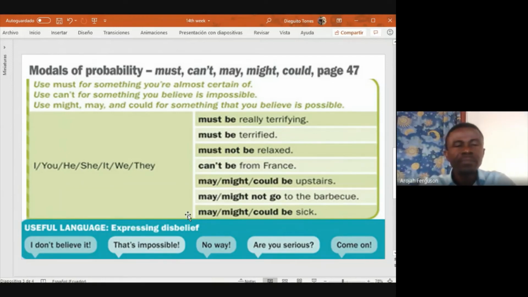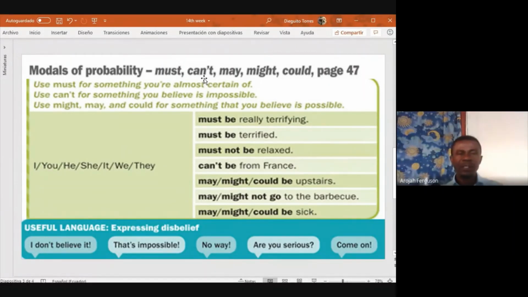Good. The same goes with can't. So can't is something which we believe is impossible. You are from Spain, or you are from Colombia, you can't speak Spanish. No, it's impossible. Yeah, so we use can't. Then must be. Must be is something that we are very sure of, very certain, almost sure, almost true. It must be really terrifying.